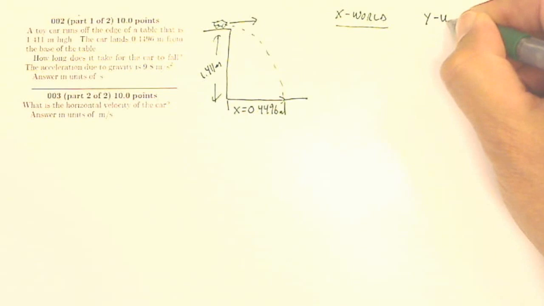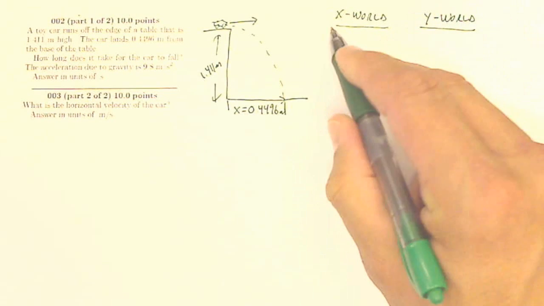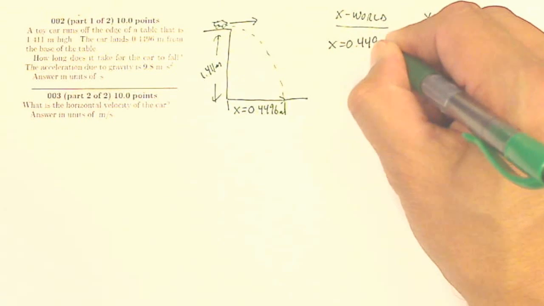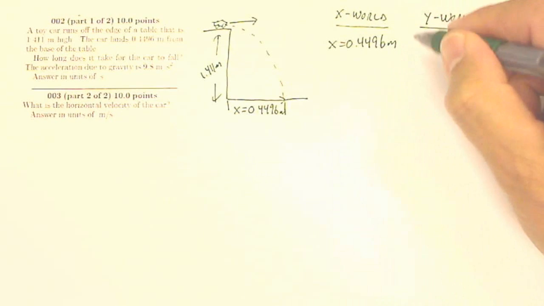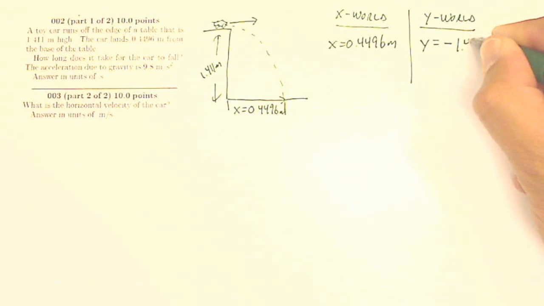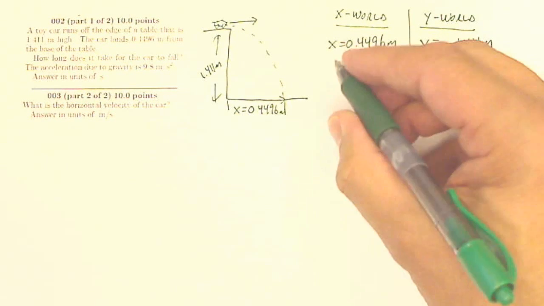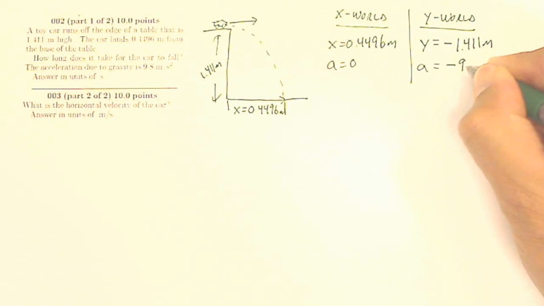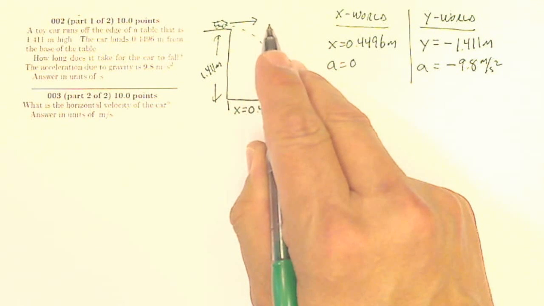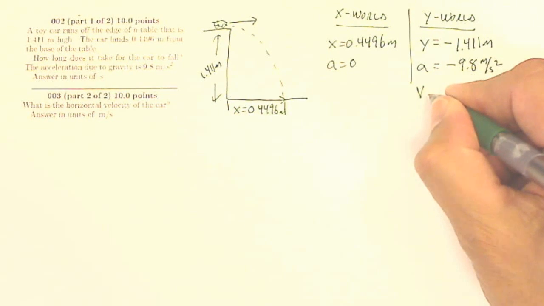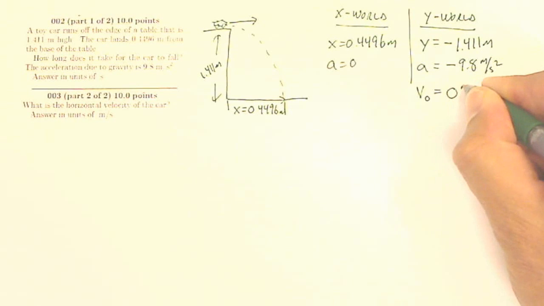Now, if I'm talking x world and y world, which I need to be talking, I know that in the x world, my displacement will wind up being 0.4496 meters. I know that my y world displacement is going to wind up being negative 1.411 meters. I know that my acceleration in the x world is 0. I know that my acceleration in the y world is negative 9.8 meters per second squared. Since it's traveling horizontally, I know that I've got x velocity, but I have no y velocity. So my velocity in the y direction initially is going to be 0 meters per second.